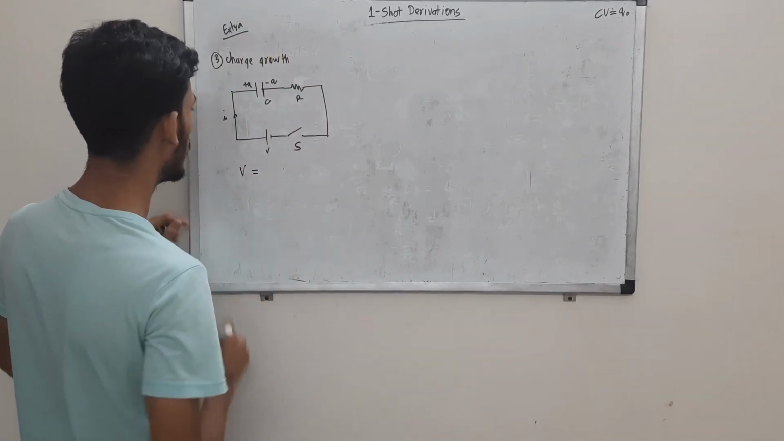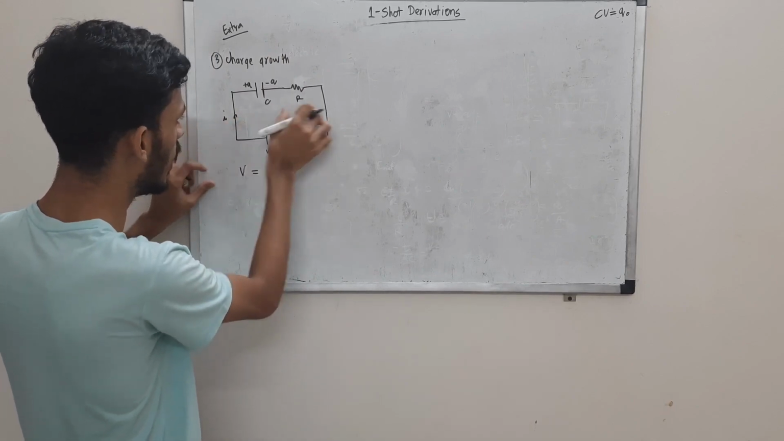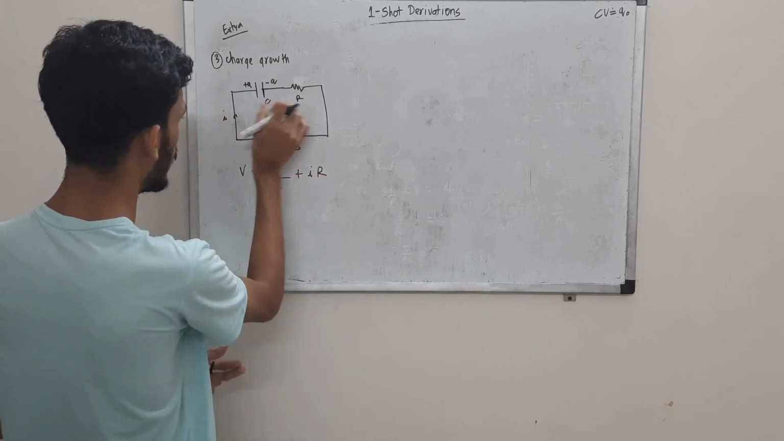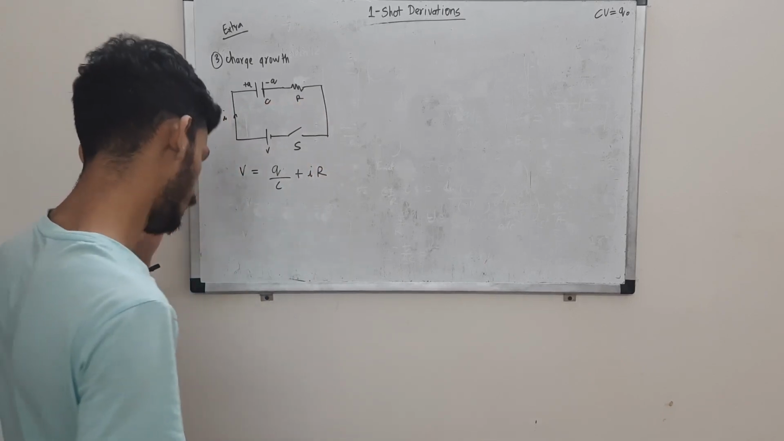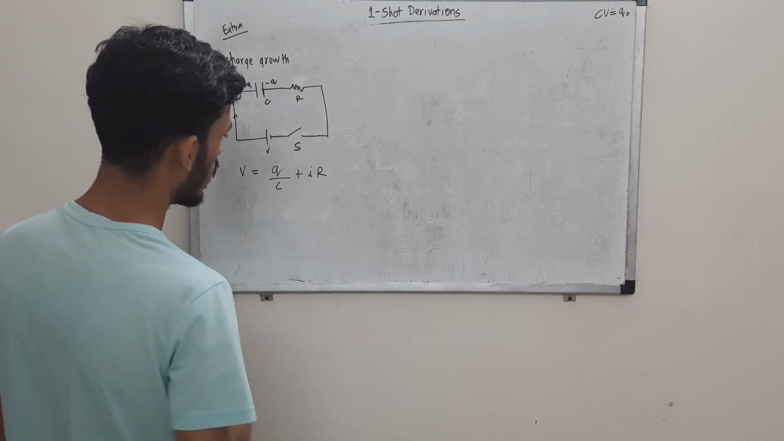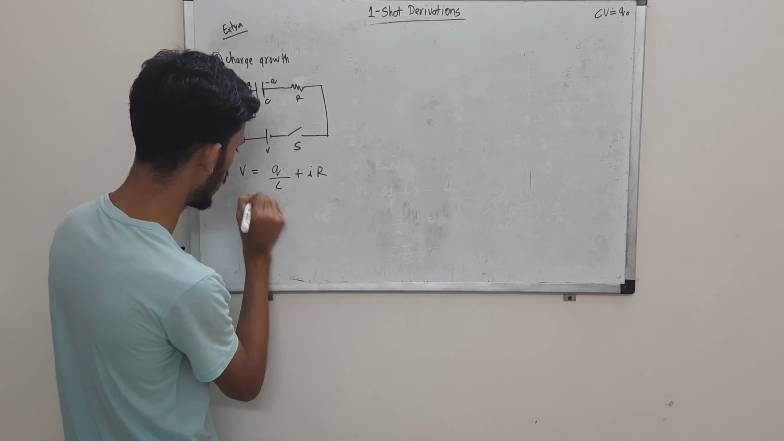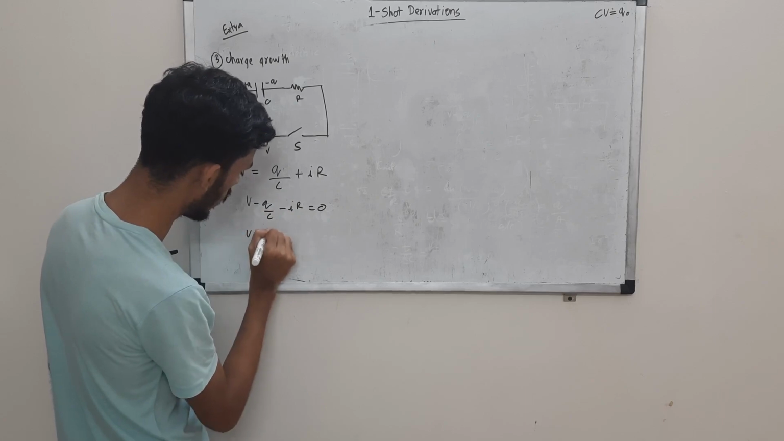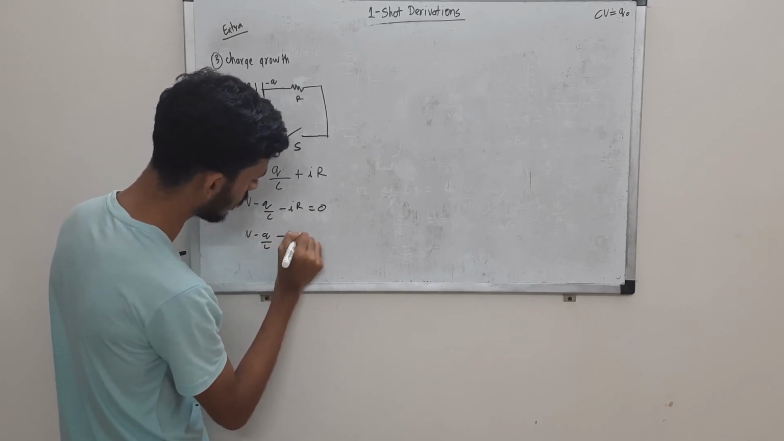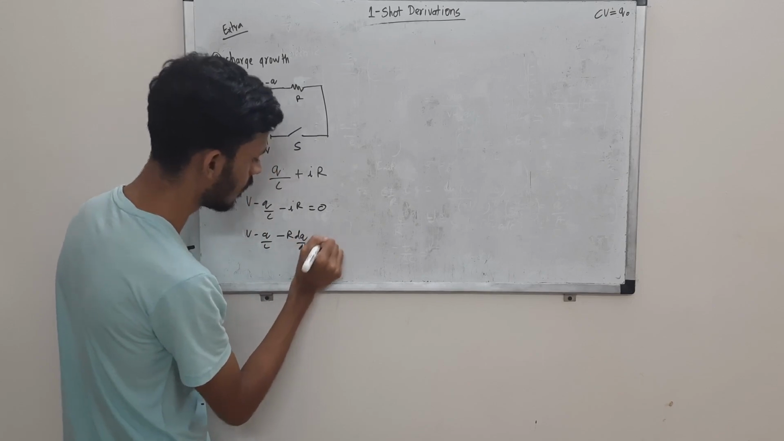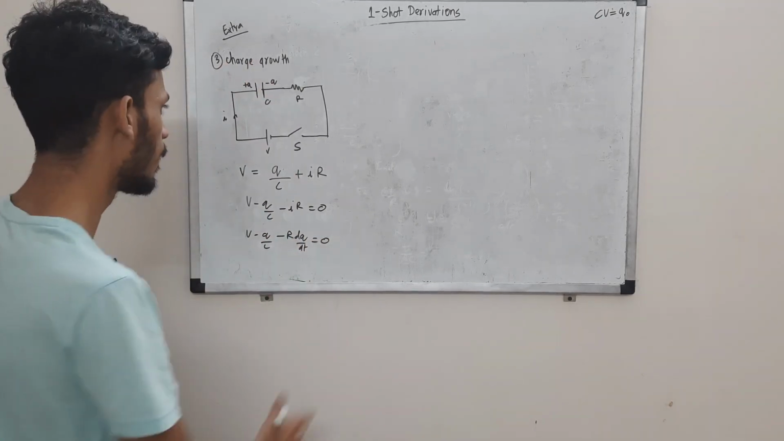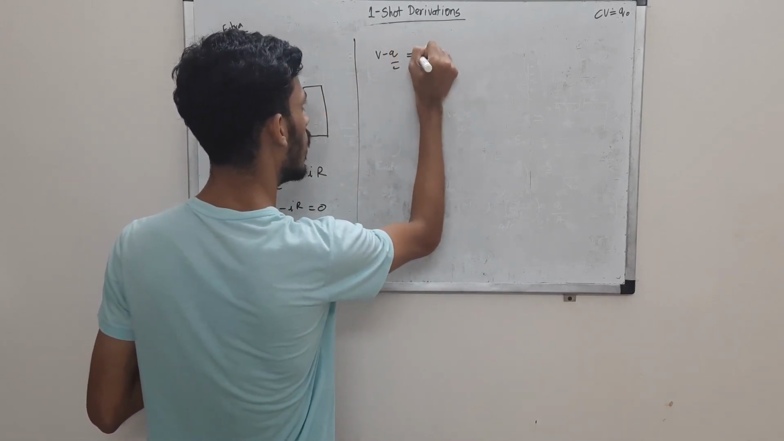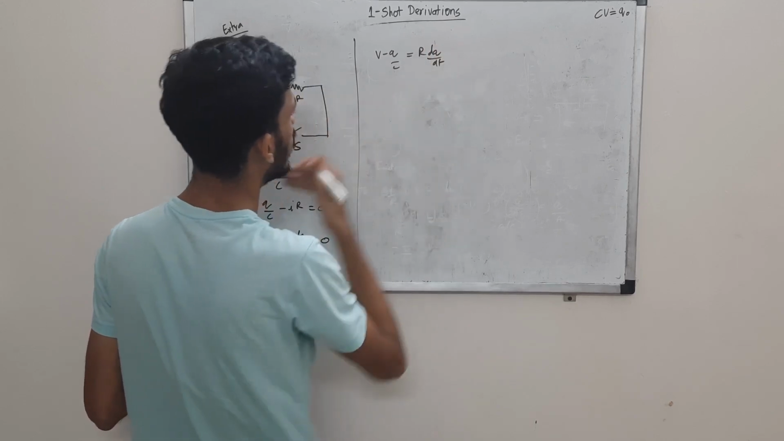So this voltage will be split up between the capacitive element, which is Q by C, plus IR, the resistance. V is equal to Q by C plus V due to resistor, which is IR. So we can get it on one side and we can express it as a differential equation. I is equal to dq by dt, so R dq by dt, since we have to find the relation for charge growth, okay, relation in charge. Now we can keep this on one side and take R dq by dt to the other side.